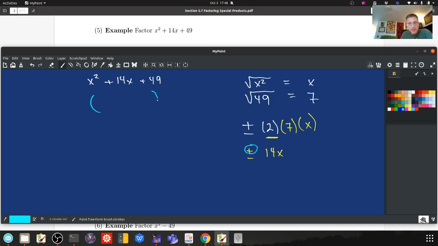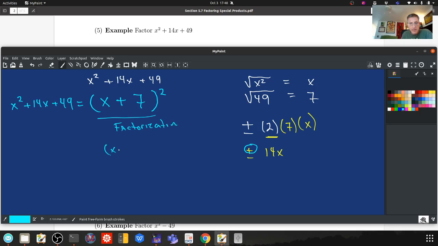So again, my factorization is x, and since it's a plus, I grab the plus sign and the 7, and don't forget the squared. So what I'm saying is x squared plus 14x plus 49 is equal to this. So this is a factorization. Don't forget that either, because x plus 7 squared is equal to x plus 7 times x plus 7.